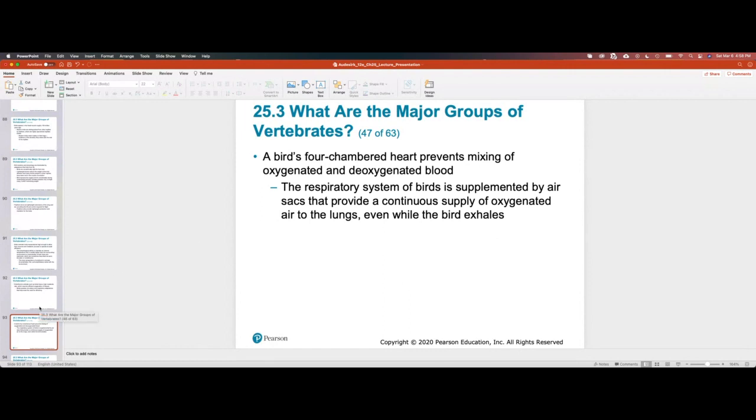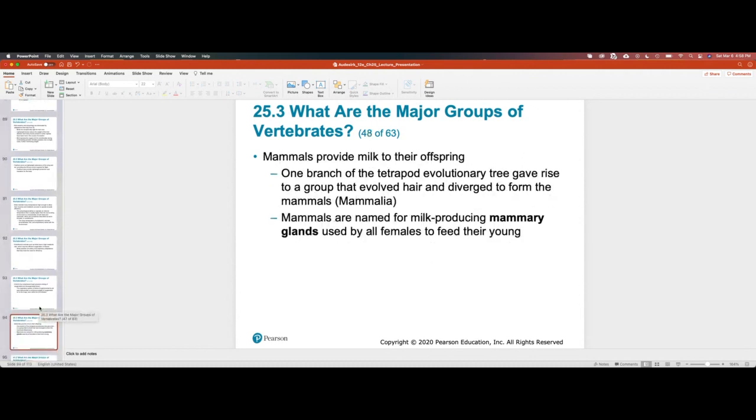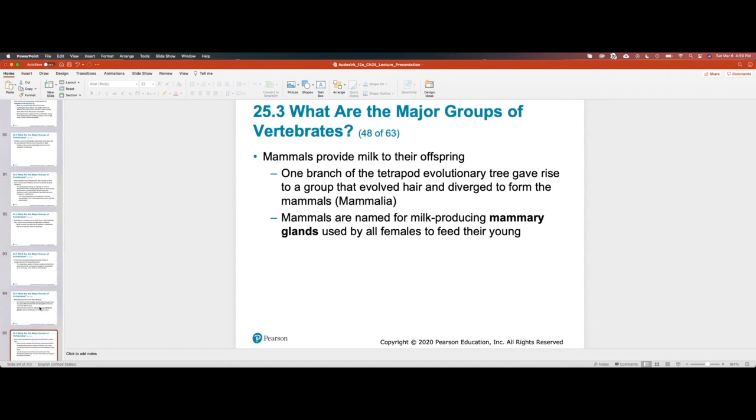And their respiratory system is a little bit unique as well, where there's a continuous supply of oxygenated air, even when they are exhaling out. And then the group you're probably most familiar with are going to be the mammals. What's unique about these is that they have hair and mammary glands, which females use to feed their young.